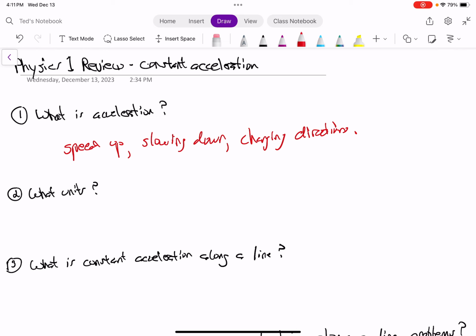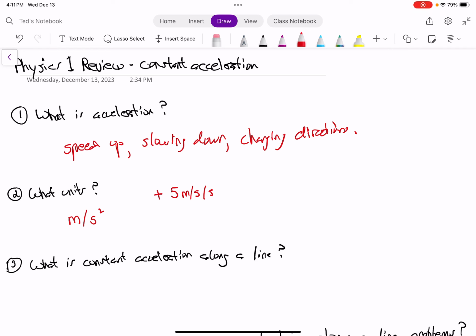So what are the units of acceleration? The units of acceleration are meters per second squared. And this makes sense if we're talking about speeding up or slowing down. So if you are speeding up and you are gaining 5 meters per second each second, that means you gain 5 meters per second in the first second, and then you gain another 5 in the second second, and then you gain another 5 in the third second.